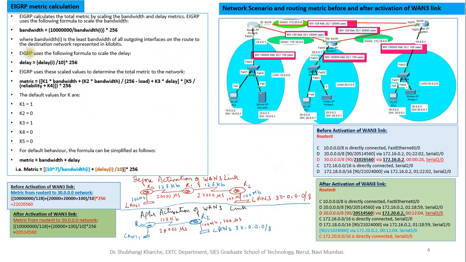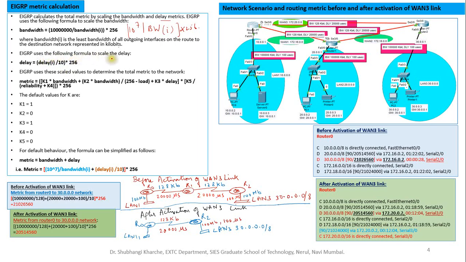Now let us see the EIGRP metric calculation. EIGRP calculates the total metric by scaling the bandwidth and delay metrics. EIGRP uses the following formula to scale the bandwidth. The bandwidth is calculated as 10 to the power 7 divided by the minimum bandwidth of the outgoing interface, and this is multiplied by the factor 256, where bandwidth is the least bandwidth of all outgoing interfaces on a particular route to the destination network, represented in kilobits.